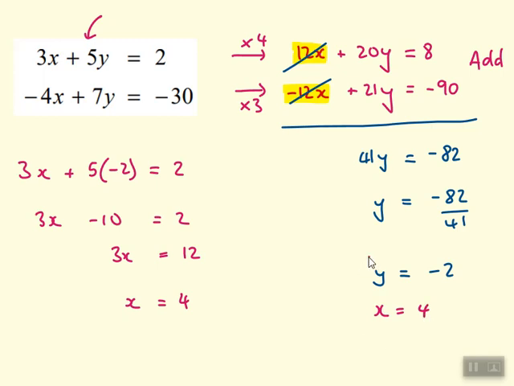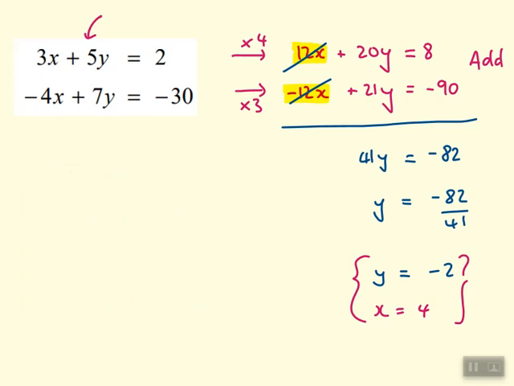So there are your answers for both letters, and it's always a good idea to check. So what I'm going to do is sub that into the bottom equation and make sure it gives me minus 30. So I'm just going to double check that. So minus 4 times 4 add 7 times minus 2, let's work that out. Minus 4 times 4 is minus 16. 7 times minus 2 is minus 14. If I add those two together, I do get minus 30. So that works, so these two have to be right.